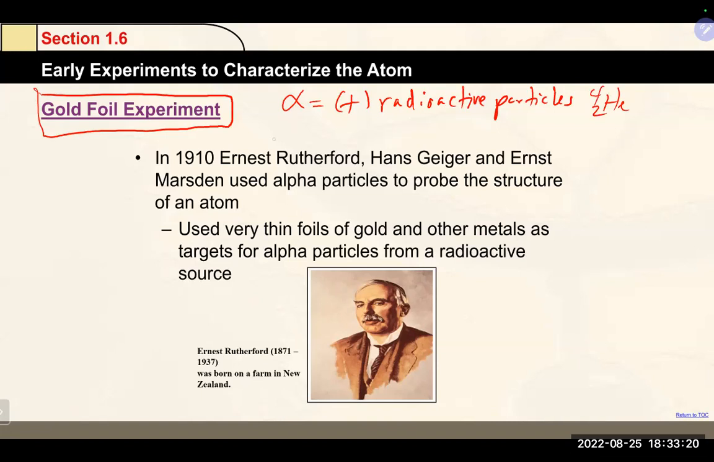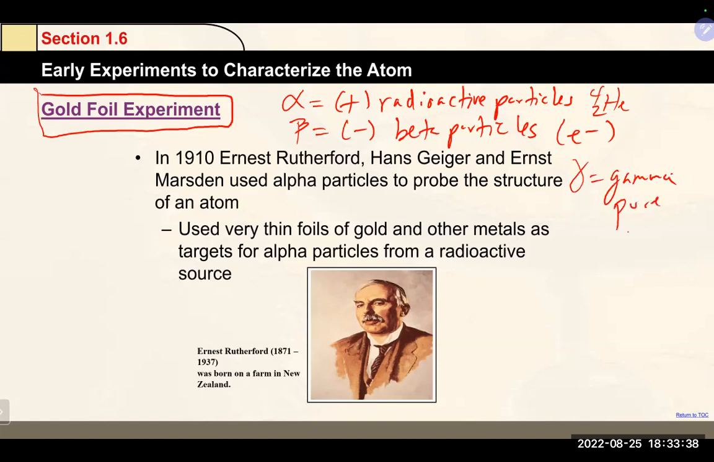By the way, there are a couple of other important radioactive particles. There are beta particles, which are negatively charged. They're really like an electron. And then there are gamma rays, which are really just pure energy, with no charge. So these are three important radioactive particles that were used in a lot of experiments.